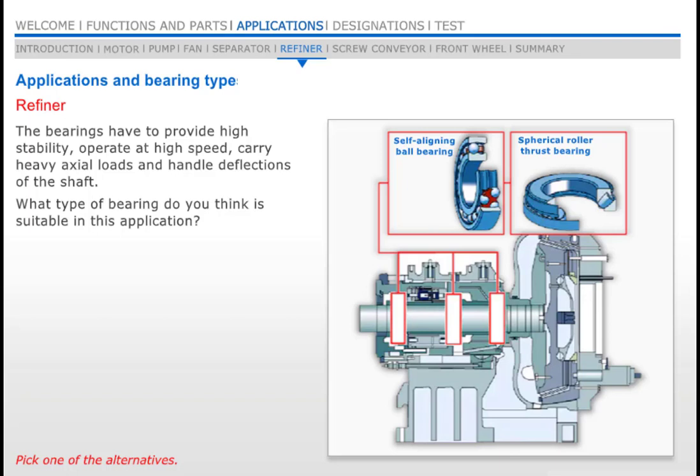Production capacity of the refiners is directly related to the demands on the bearing arrangement. The bearings have to provide high stability, operate at high speed, carry high thrust loads, and handle deflections of the shaft.